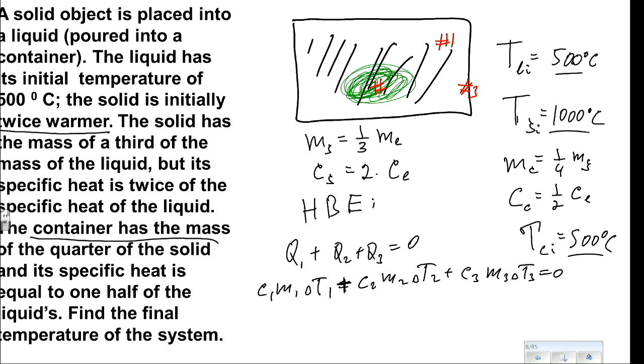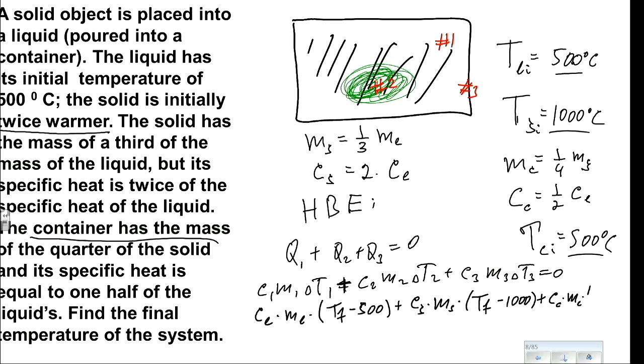So now we can rewrite the equation. C of liquid times mass of liquid times the temperature change of the liquid, which is final temperature minus initial temperature, plus C of solid times mass of solid times final temperature minus 1000, plus C of container times mass of container times final temperature minus initial of container is equal to 0. I'll try to fit it in here.